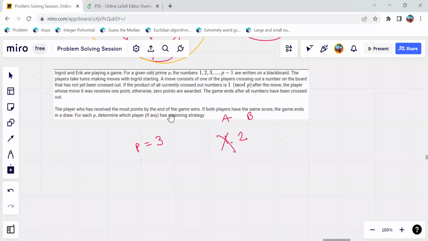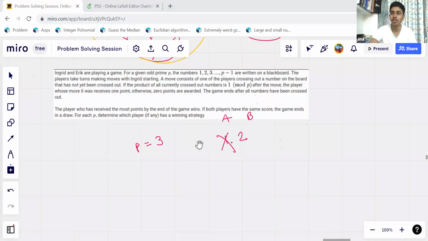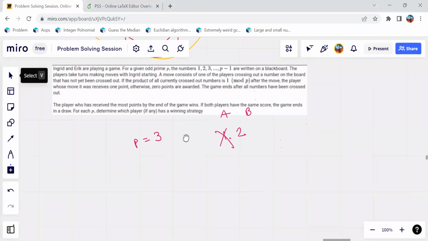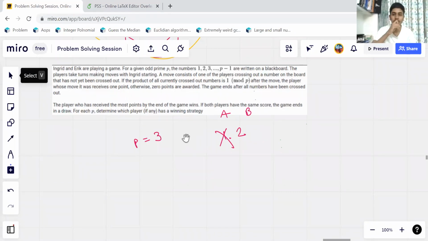Wait, so A just gets too many points. A gets (P plus 1) by 2 points and wins. Wait, A gets all the points, right? What do you mean (P plus 1) by 2? He plays (P plus 1) by 2 times. Or P minus 1 if you choose -1, though. Oh, right. With P minus 1, you have to be careful, because I can't choose -1 again. Okay, it's not that obvious.